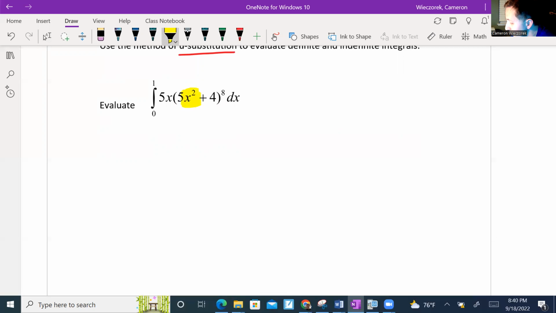I see an inner function. I see a function inside of parentheses. It's a composition. So what I'm going to do is let this 5x squared plus 4 inside my parentheses be my u. It's just a new dummy variable that we introduce. Now the problem is that because I've introduced u, I have to get rid of the rest of the x's in the problem. I cannot have multiple variables going inside of my single integral.